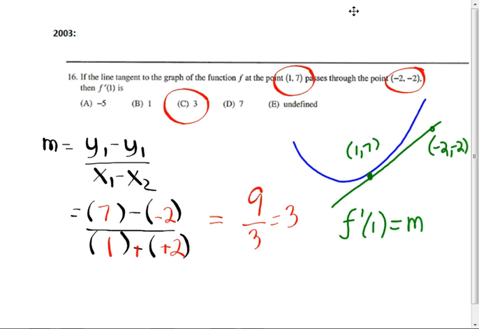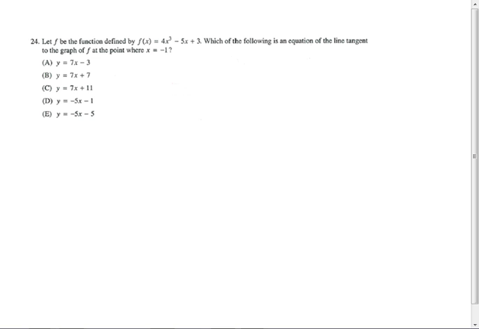I don't know how they get undefined, but I guess they had to have something there. So you should be doing these with me. This is 2003, so this is one of the ones you're supposed to be working on this week. Is that one okay? The three responses are a little tougher.